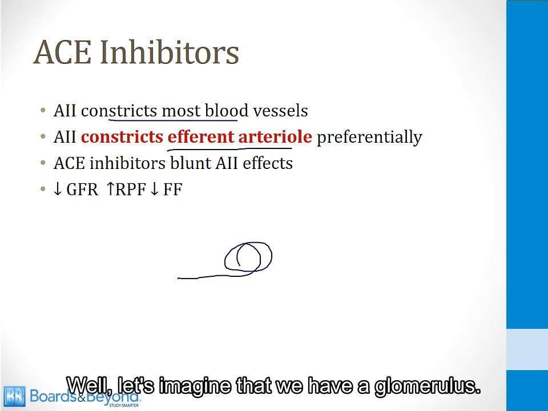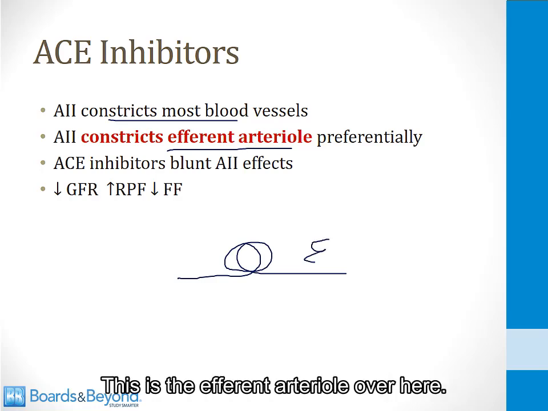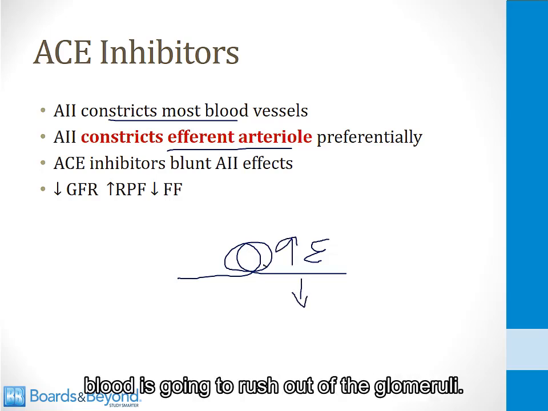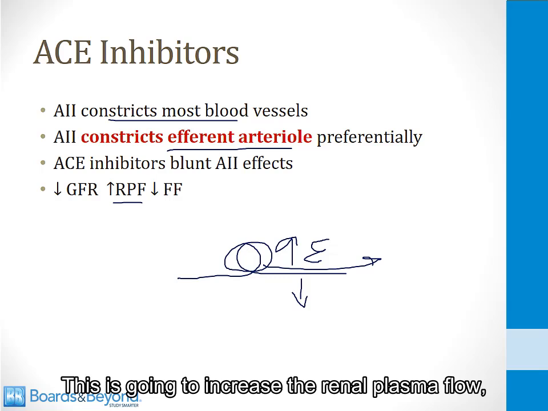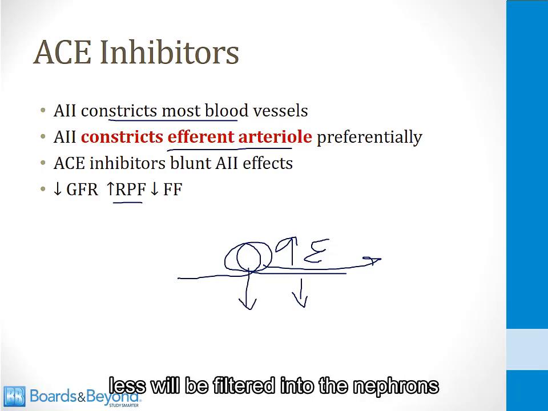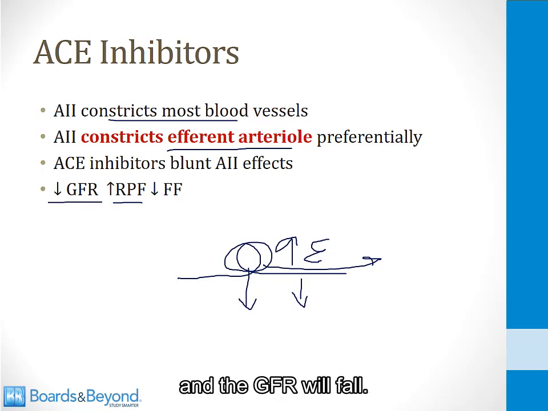Well, let's imagine that we have a glomerulus. This is the efferent arteriole over here. If we dilate this efferent arteriole, because we administer an ACE inhibitor, blood is going to rush out of the glomeruli. This is going to increase the renal plasma flow, but because we have more blood exiting the glomeruli, less will be filtered into the nephrons, and the GFR will fall.